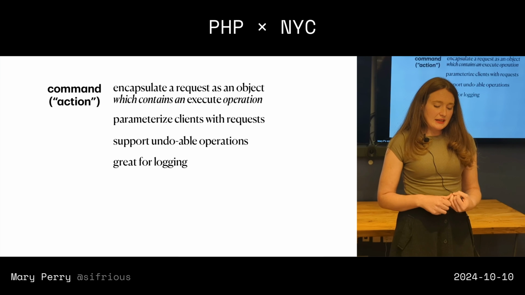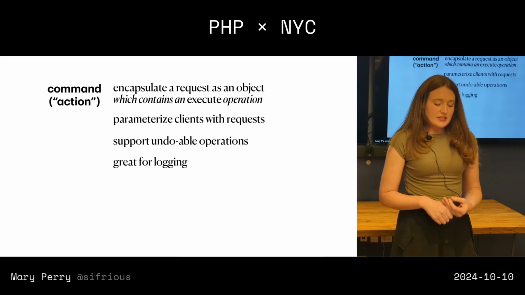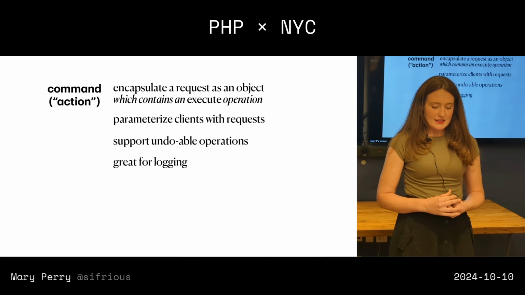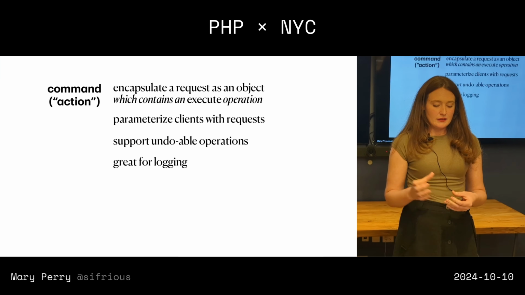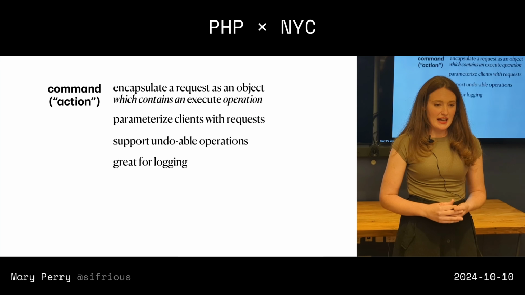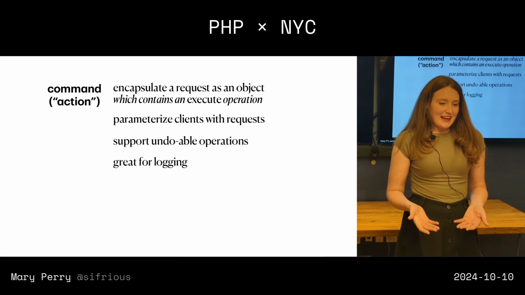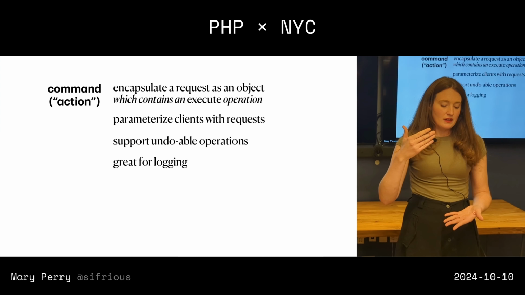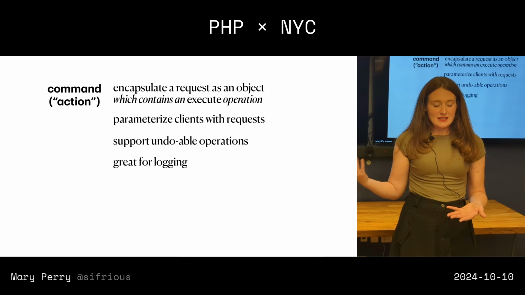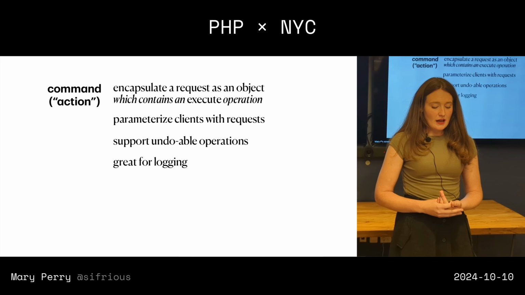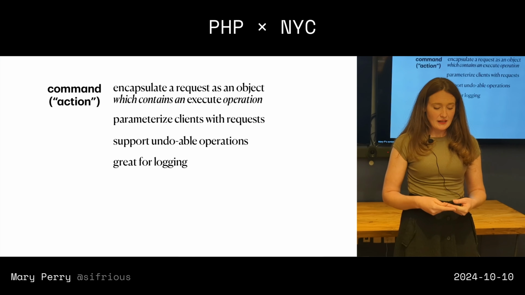It allows you to encapsulate a request as an object, which contains an execute operation. You can parameterize clients with requests. So you can pass a request into the client and operate it that way, which is also kind of a different way of inversion of control, because you don't expect the client to necessarily work with some request that it contains. Rather, the request can be separate and passed to the client. It supports undoable operations, and it's great for logging.